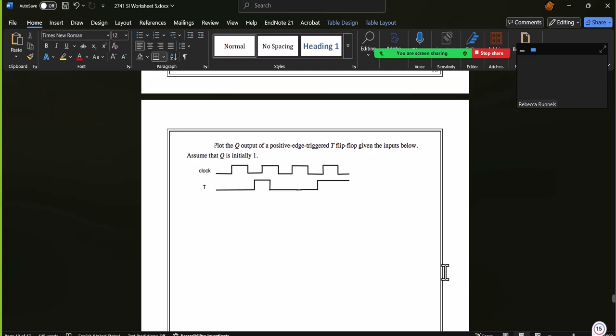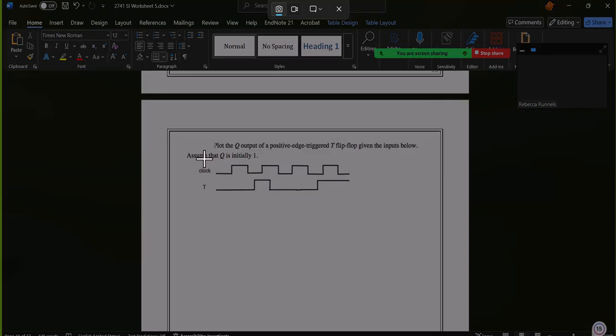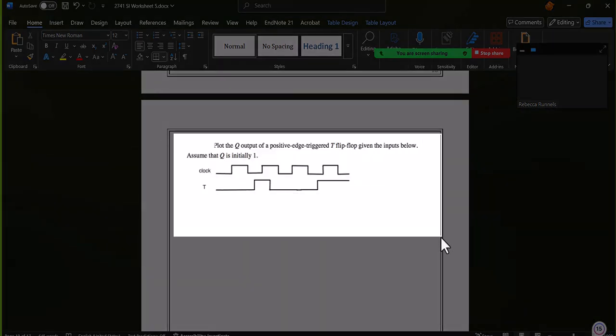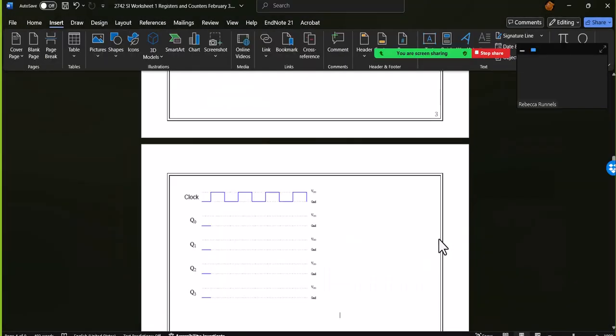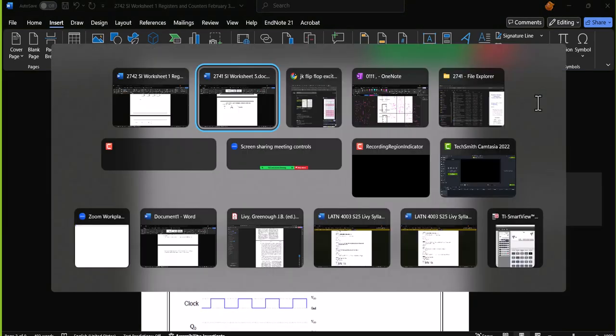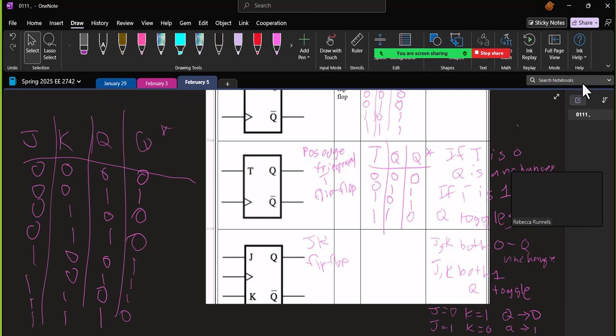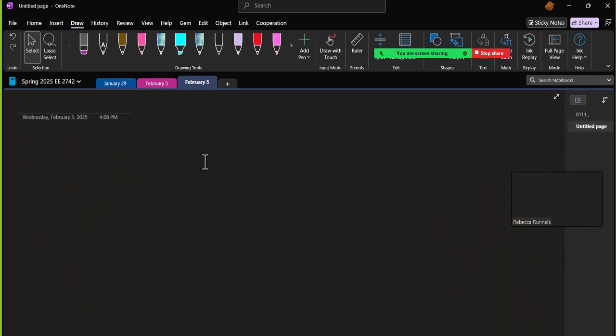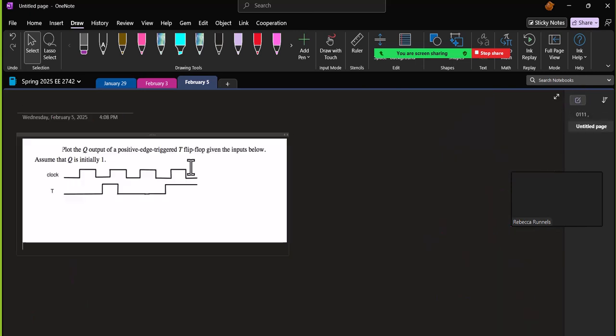Okay, so we'll do this one that's a T flip-flop. So this is not sequential. This is just a single flip-flop, so not sequential, but you need to know how this works before you can do a sequential one. So this is a positive edge-triggered T flip-flop, and assume that Q is initially 1.